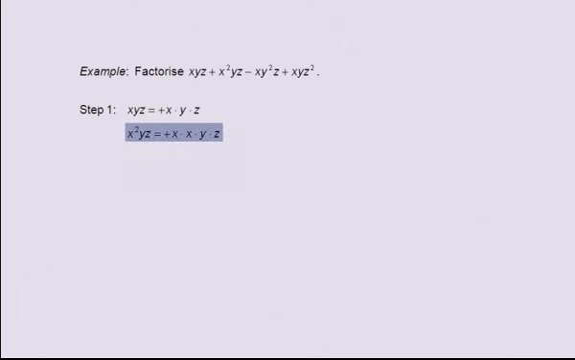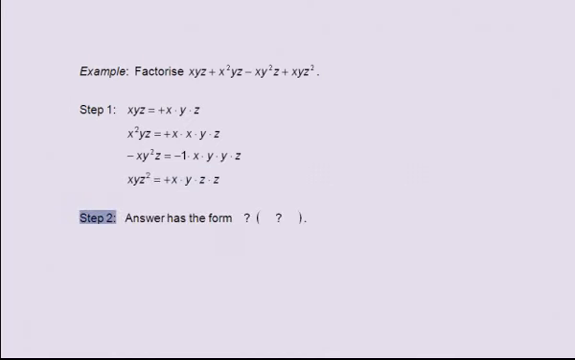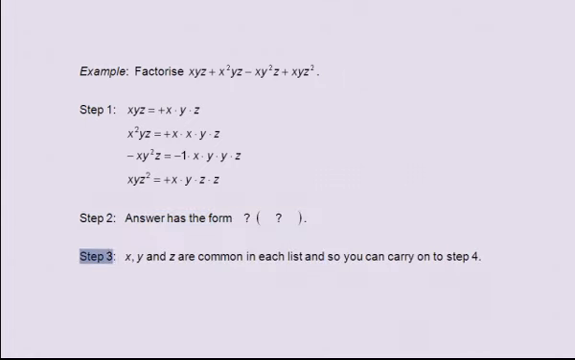X squared y times z equals plus x times y times z. Minus xy squared z equals minus 1 times x times y times y times z. And finally, xyz squared equals plus x times y times z. Step 2. The answer has the form this. Step 3. X, y and z are common in each list, and so you can carry on to step 4.